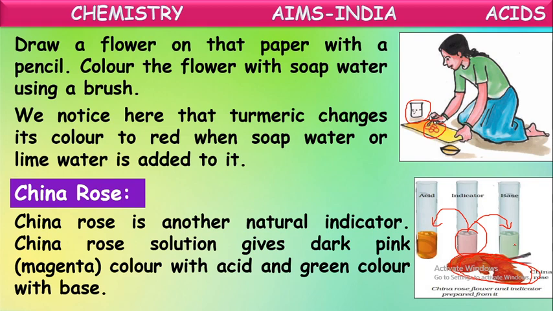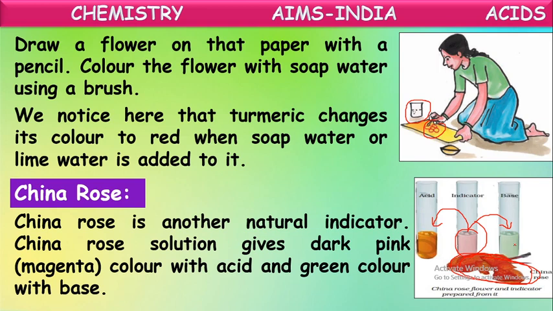Now, the second one, turmeric. Turmeric is also another natural indicator which shows its color change with bases only. It won't show any color change with acids.